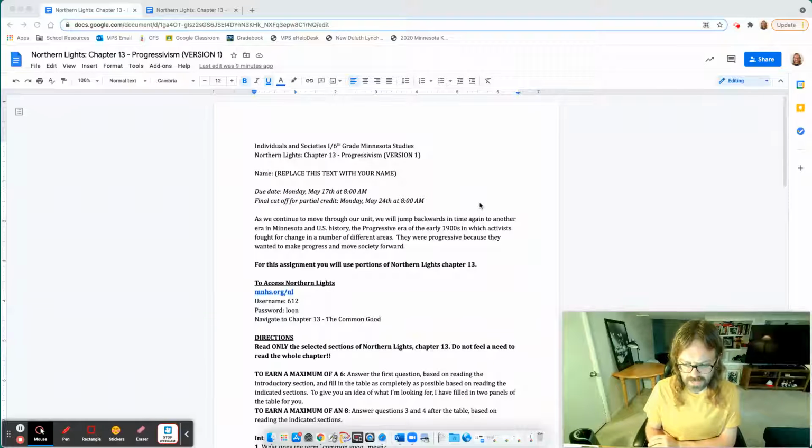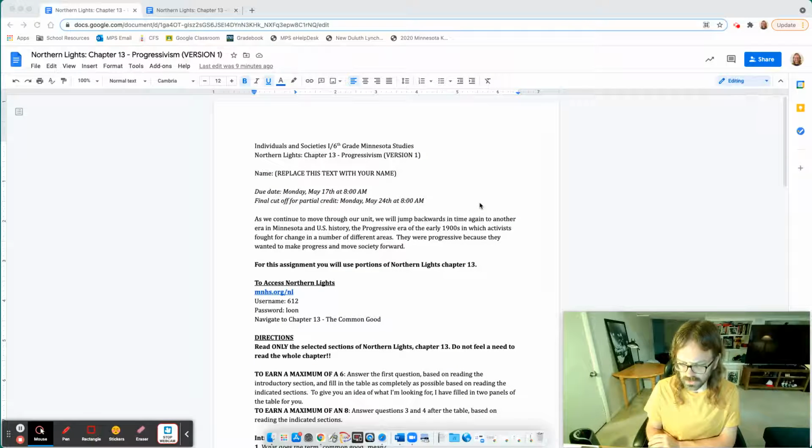For this next assignment, we're going back in time a little bit to the early 1900s. We're going to be looking at what was called the Progressive Era. It was called the Progressive Era because people were trying to make progress. They were trying to move society forward. And this was a nationwide movement. We're going to look at how things played out here in Minneapolis.